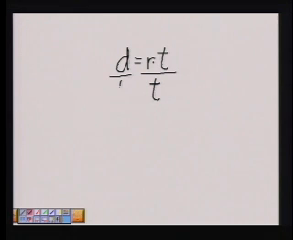So to do this, we start again with d equals rt. And we notice that it's rate times time. We want to do the inverse operation of multiplication, and the inverse would be division. We're going to divide both sides by time. On the right side, the times cancel out, and so we get distance over time is equal to the rate. This is the equation that we will use to solve our problem.